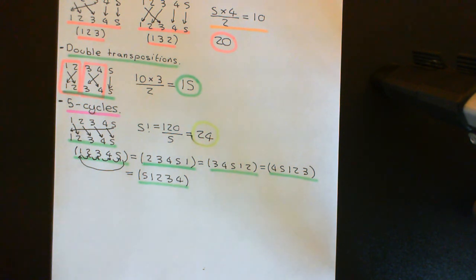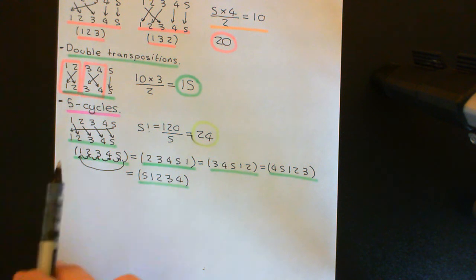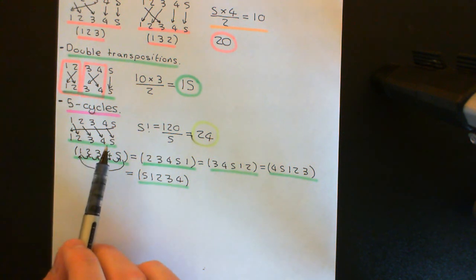And that takes us up now to 60, so that must be all of the elements of A5 now, because we know that all of these elements are even. Oh, and I haven't actually given you the explanation as to why the 5 cycles are going to be even, so allow me just to do that now.